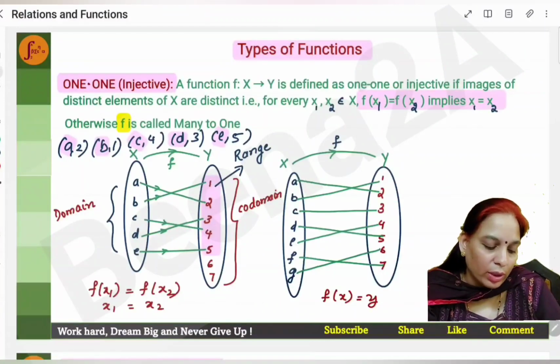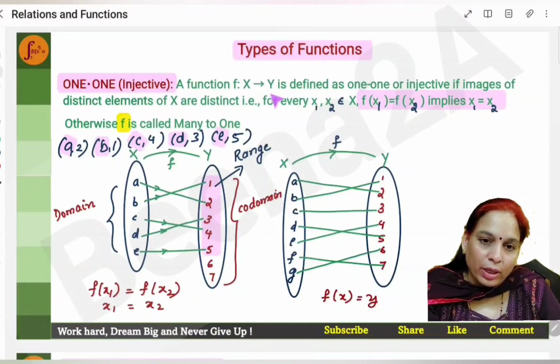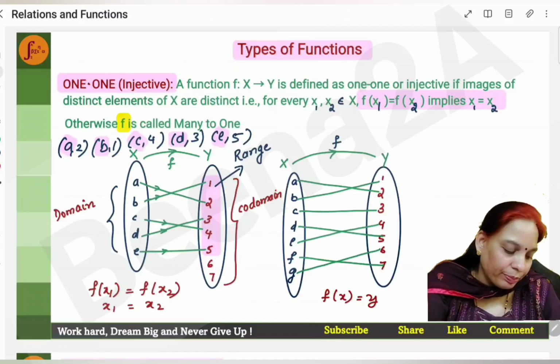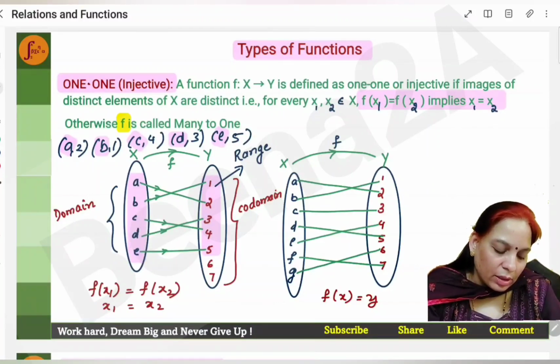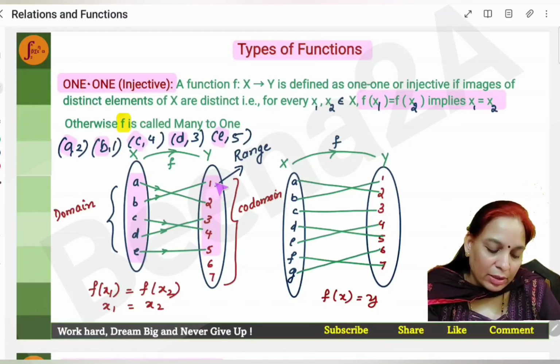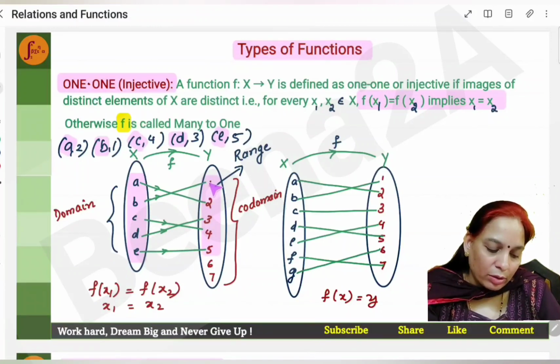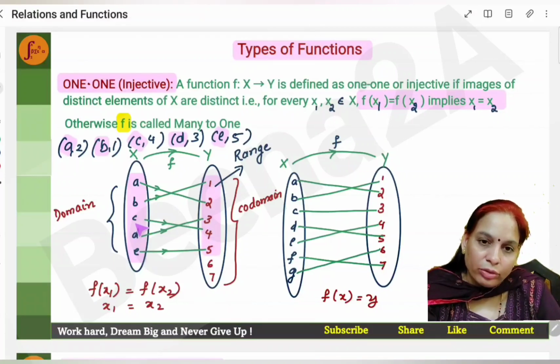So what is the definition for one-one? A function f from X to Y is defined as one-one or injective if images of distinct elements of X are distinct. So these are the elements of X. They should have distinct images. Images are the elements to which it is mapped. A is mapped to 2, so 2 is the image of a. B is mapped to 1, so 1 is the image of b. C is mapped to 4, so 4 is the image of c. D is mapped to 3, so 3 is the image of d.